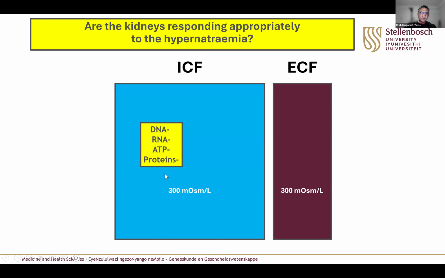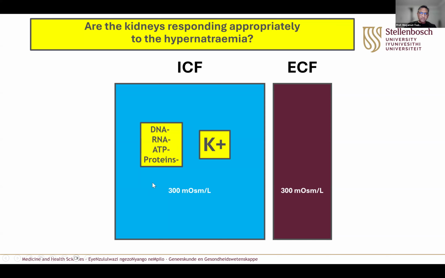So the negative ions, if you want to think of it, inside cells are all these macromolecules, DNA, RNA, ATP, and proteins. The cation that counters all of these negatively charged molecules inside cells is potassium. So half of the osmoles inside cells is potassium, along with all these macromolecules, DNA, RNA, and so forth.